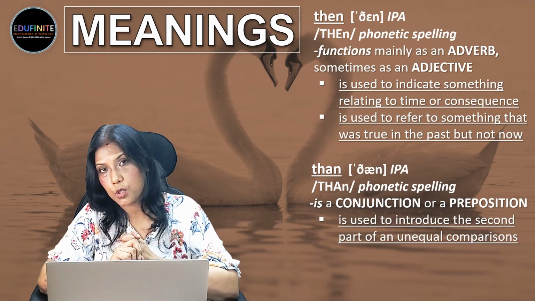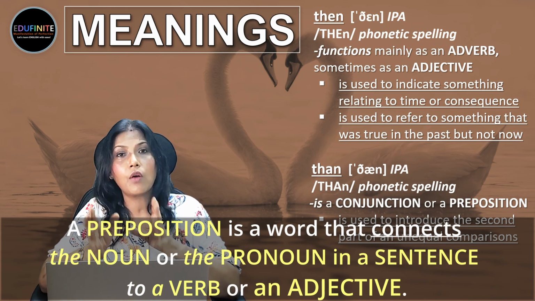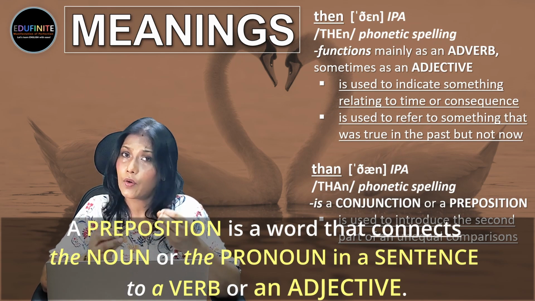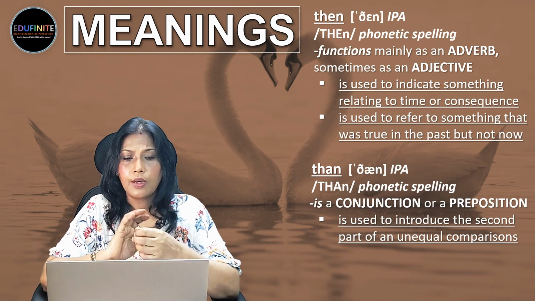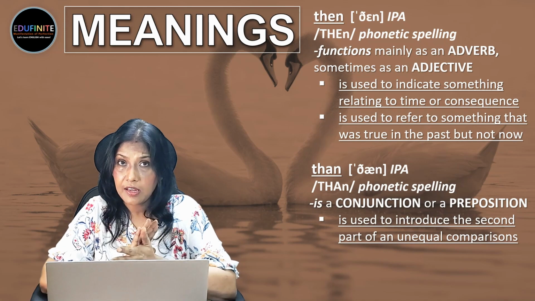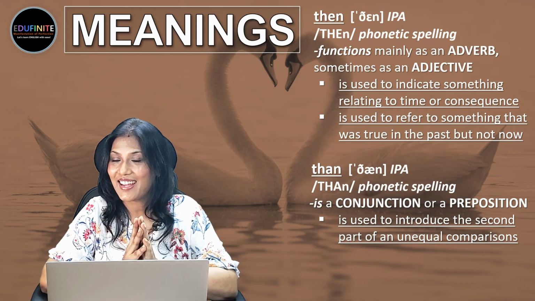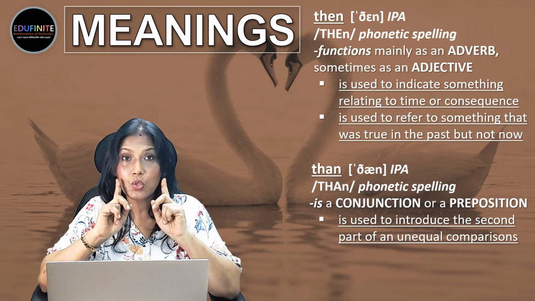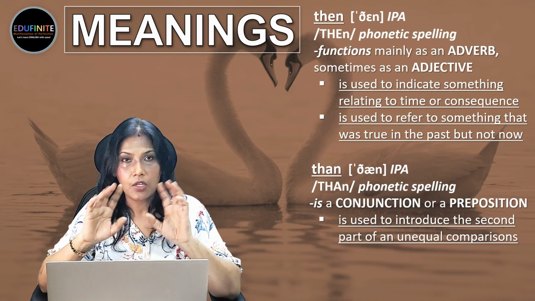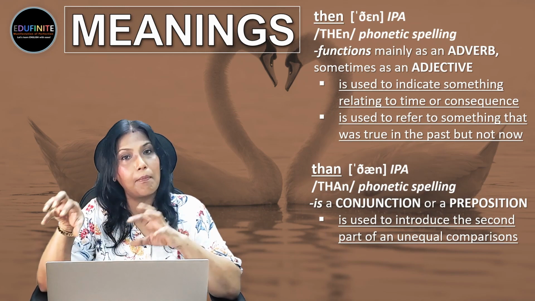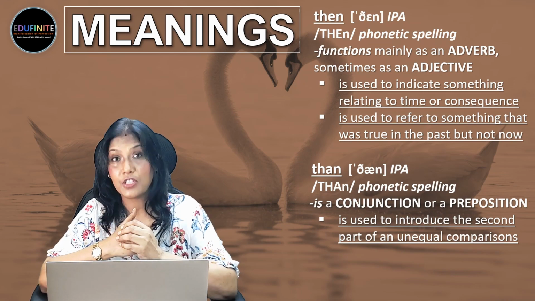And what is a preposition? A preposition is a word that connects the noun or the pronoun of a sentence to a verb or an adjective. Okay, now, as a conjunction, than, what does it do? It does some comparison. So here you can understand THAN. So A, you can relate with comparison. So A and A. So than is comparison and then is time. So this way you can differentiate the two.